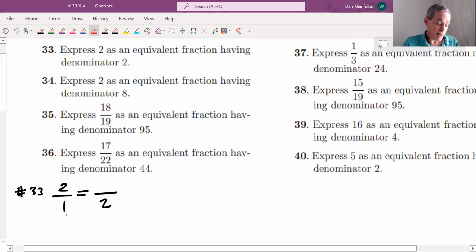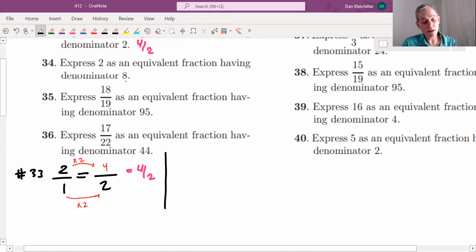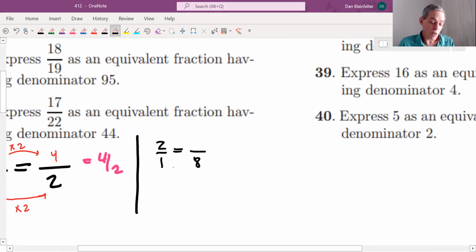So instead, we'll look and say, okay, well, I know I'm going to multiply 1 by 2 to give 2. We'll multiply the numerator also by 2, so we'll have 4 divided by 2. So we should have 4 halves for number 33. Okay, let's try 34 next. We're going to express 2 as an equivalent fraction, but this time having a denominator of 8. So 2 over 1, we'll need to make that so that it has a denominator of 8. And so here we'll multiply both the numerator and denominator by 8.